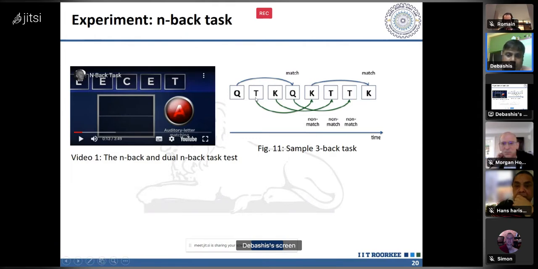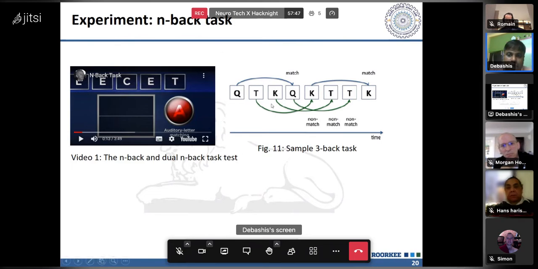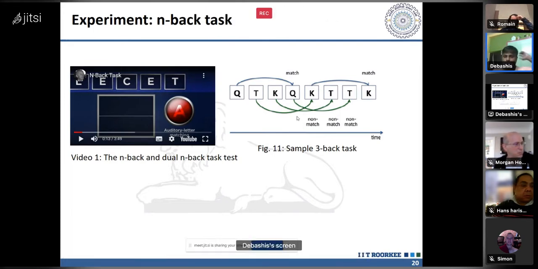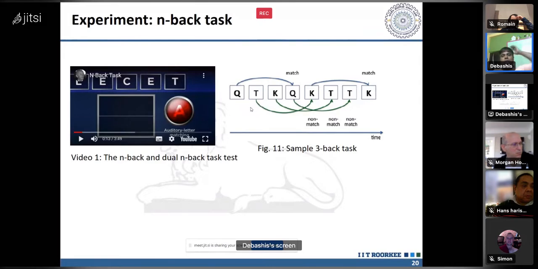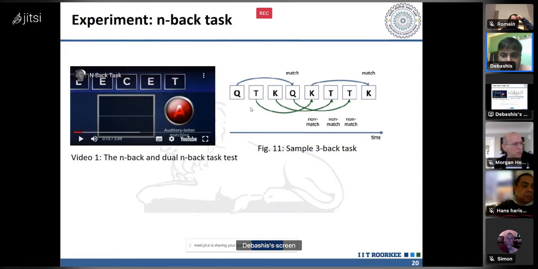So the participants have to remember the earlier three characters. When the fourth one is coming, Q, he or she has to press the button for the matching character. Similarly, if it is not matched, like that K is not matched with the T, he or she has to press the non-match button. In this way, he or she has to press the match and non-match button within the stipulated time period, and the response accuracy is measured. So this is a simple N-back task.